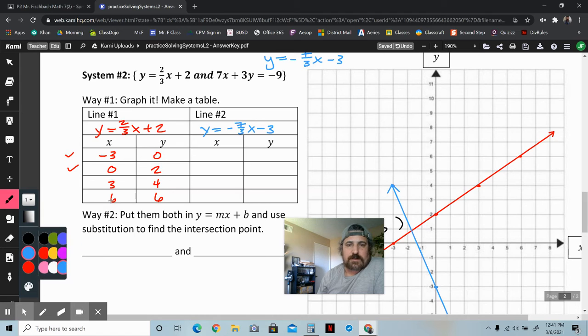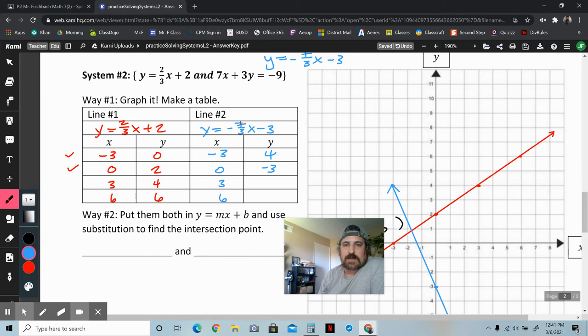So I want to make sure I know how to fill in the table. I'm multiplying by -7/3, so let's use multiples of 3. I would do -3, 0, 3, and 6. Negative times negative is positive. 3 goes into 3 one time. 1 times 7 is 7. 7 minus 3 is going to be 4. And then 0 times -7/3 is 0, minus 3 is -3.